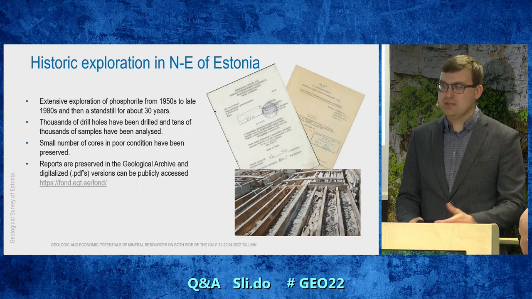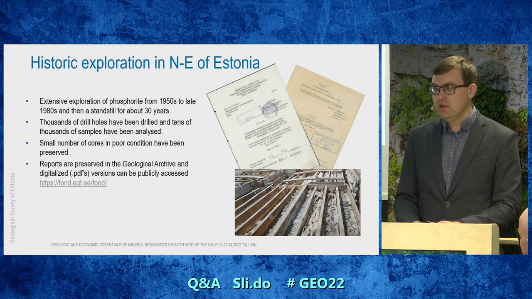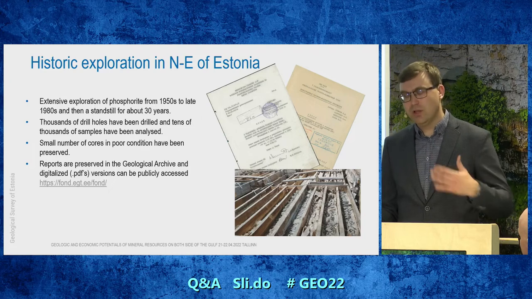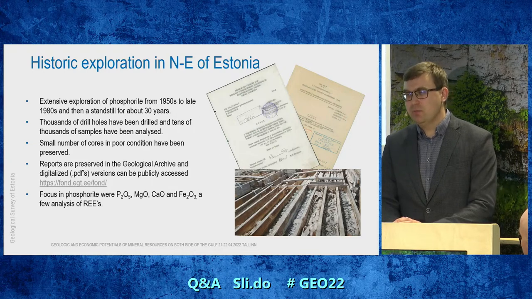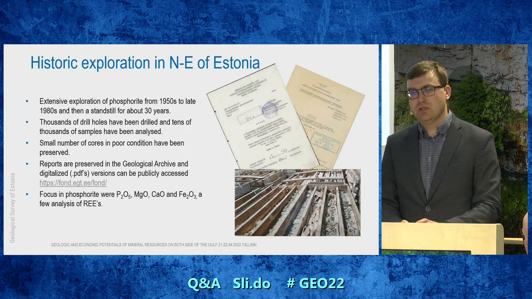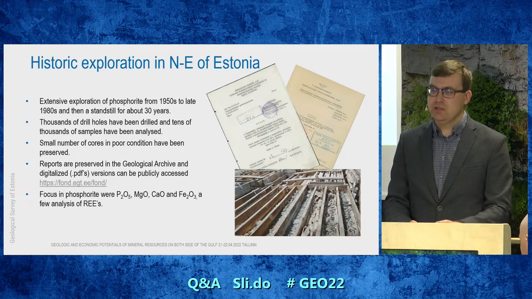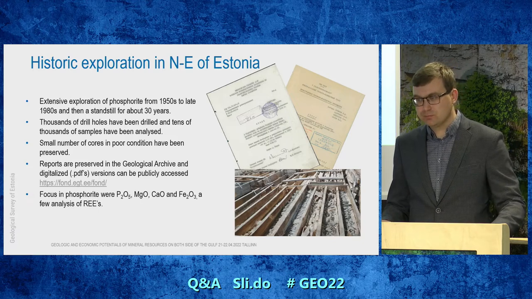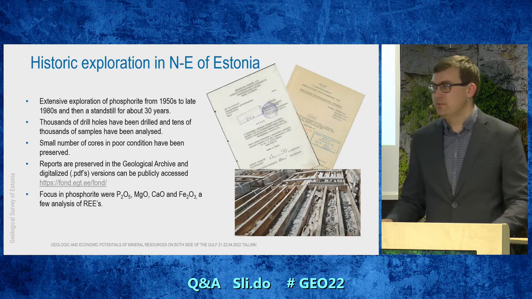So we have access to all geological descriptions and geochemical analyses. A lot of control analyses have been done to make sure that the quality of exploration was high. So at the time, the main focus was definitely phosphorus. We have a little smaller amount of samples associated with macro oxides that are important in processing. And we have only few analyses of the rare earth elements.